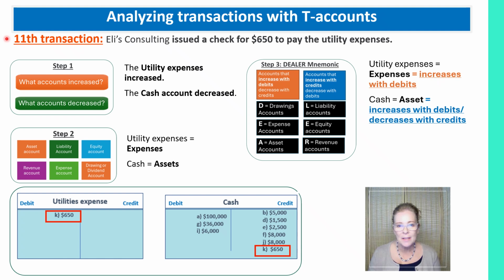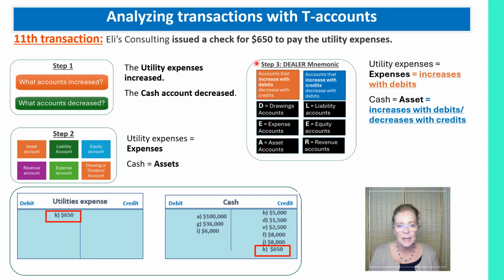In the 11th transaction, Eli's Consulting Services issued a check for $650 to pay the utility expenses. We previously analyzed this transaction using the accounting equation and said that the business now has more utility expenses and cash decreased because the business paid the utility costs. In step 2, we ask what kind of accounts utility expenses and cash are. Utility expenses are expenses and cash is an asset. So expenses and assets are impacted by this transaction.